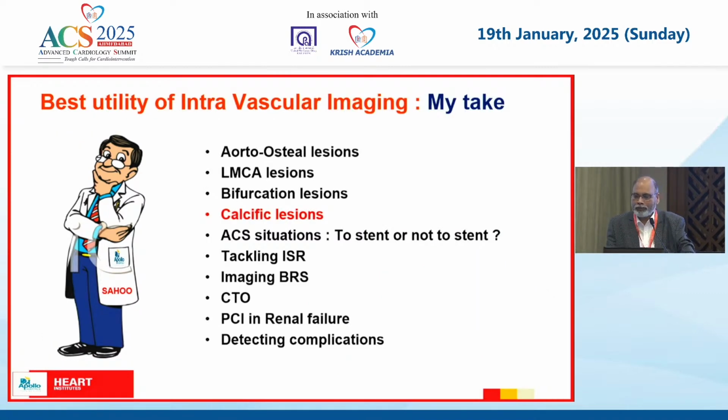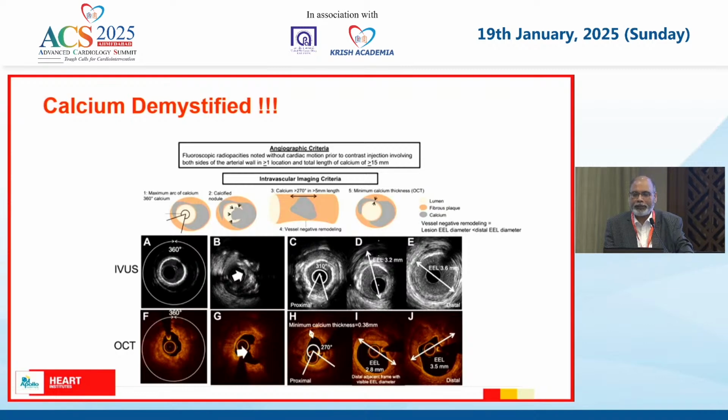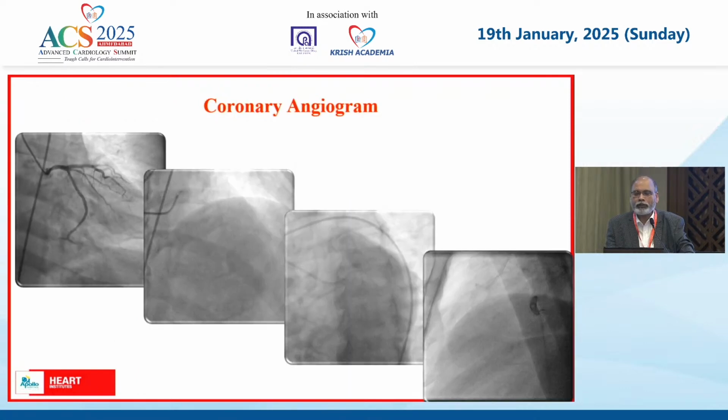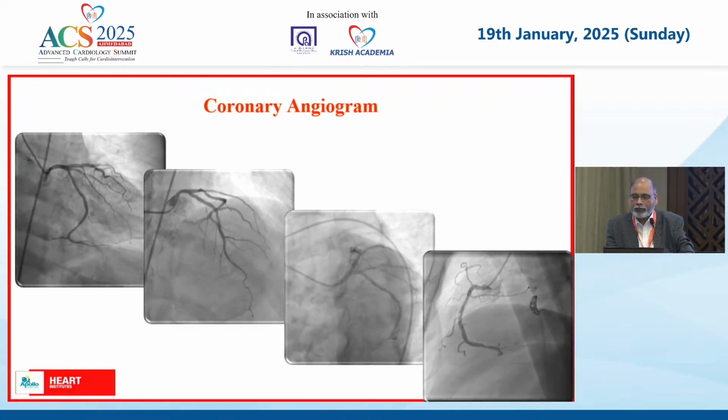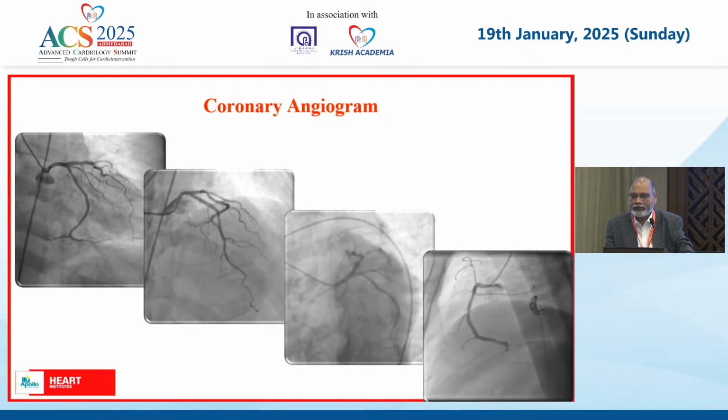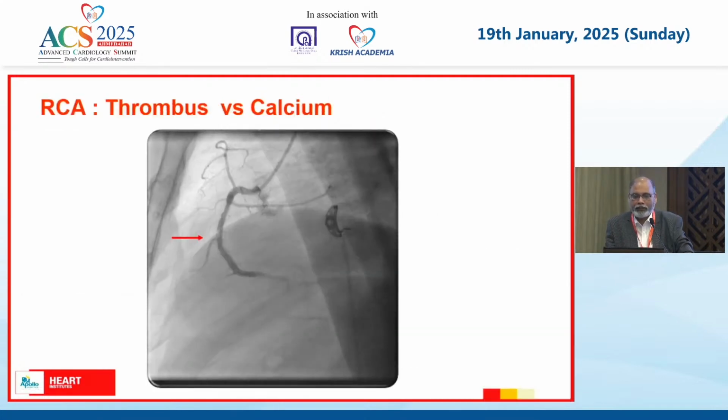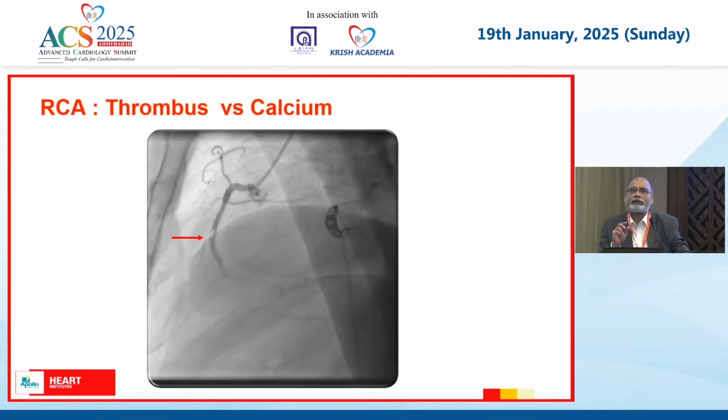Both are good, but definitely for OCT is better. We have demystified the calcium scoring, and we have good scores where, for example, as Dr. Chadda was showing about a calcium nodule, you can see something in the right coronary artery. You can see some structure. Is it a thrombus or is it a calcium?